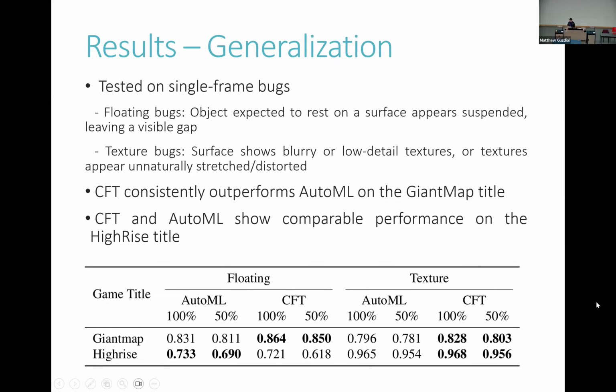In this table, we show the results from SAFETY and the baseline AutoML. We can see, for example, that SAFETY outperforms AutoML, especially on the Gentle Map title. SAFETY and the baseline show comparable performance on the high-res title. And for the texture bug, SAFETY also shows a better result.